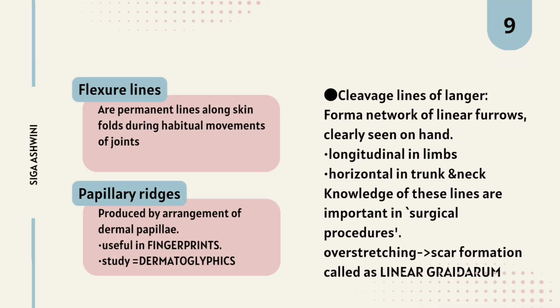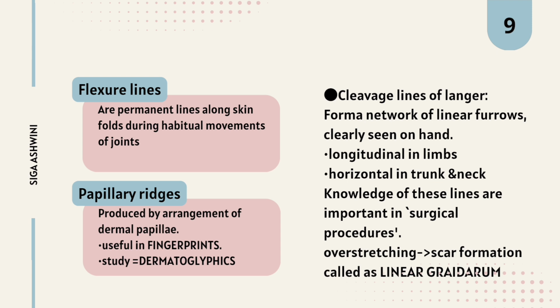So the first one is flexure lines. These are permanent and they lie along the skin folds, especially joints, surface of wrist, palms and soles, etc. And the papillary ridges, these are produced by the arrangement of dermal papillae, and these are mostly useful in identifying fingerprints. And the study of these patterns or ridges is called dermatoglyphics, and they have a permanent and genetic basis also.